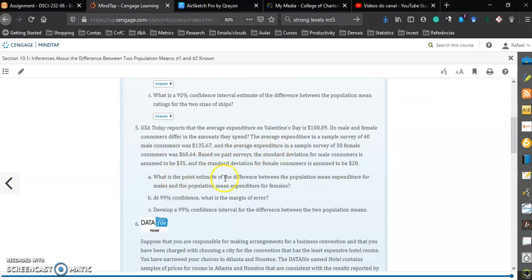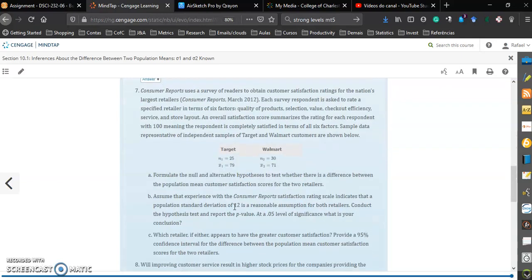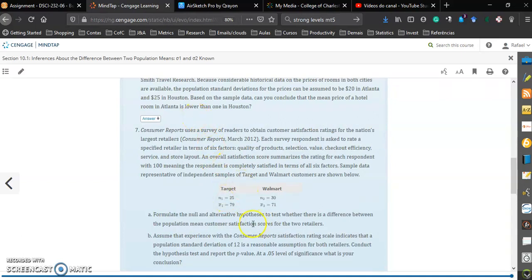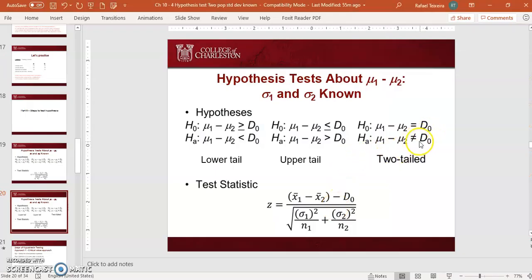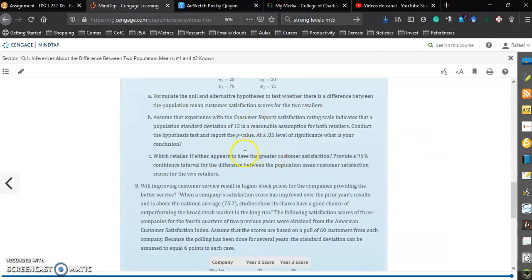So what is this? The point estimate for the difference, develop a confidence interval, and so on. Here we're talking about a confidence interval, but it could be a hypothesis test. Let's take a look at one more. I want to get one that is higher or lower to be able to show you. This one is formulated as: is there a difference between the populations? If there is a difference, it's a two-tailed test.